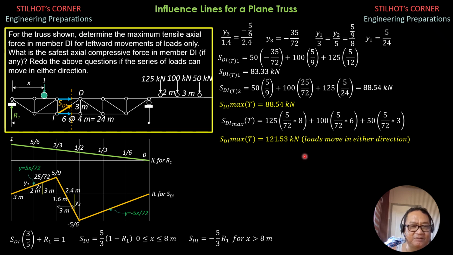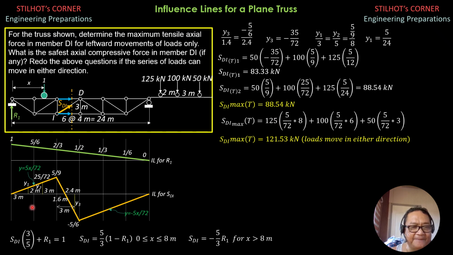Now let's proceed to the safest axial compressive force in DI if there is any. So for the tension, we already answered the first question. This is for leftward movement only. This is for leftward and rightward because the rightward movement is greater in value for SDI tension.